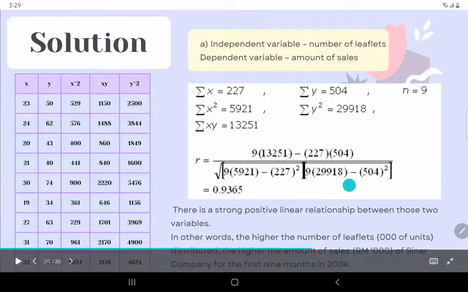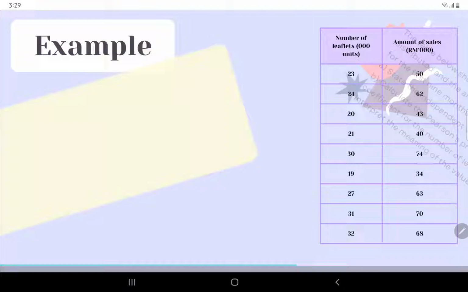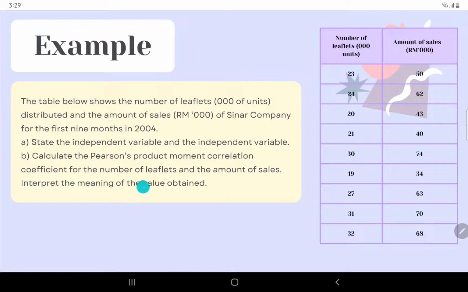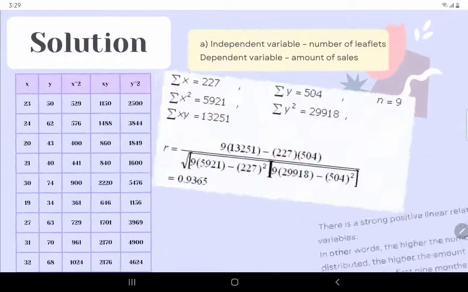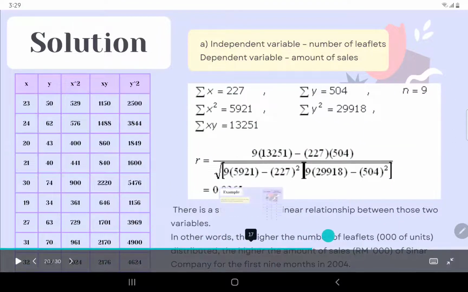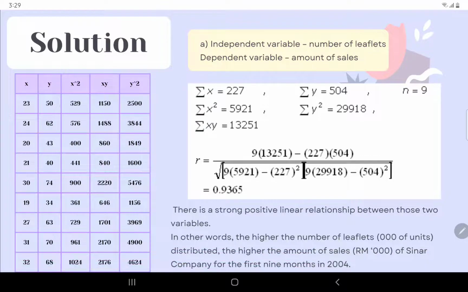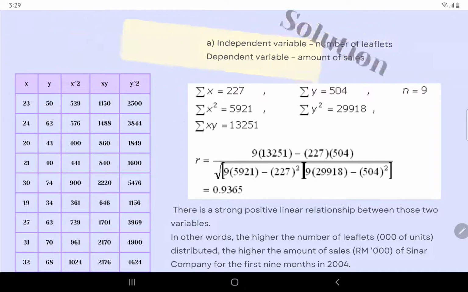Okay, so interpret the meaning. So kita buat ayat macam ni. The higher the number of leaflet distributed, the higher the amount of sales of Sinar Company for the first 9 months in 2004. Okay, next slide.